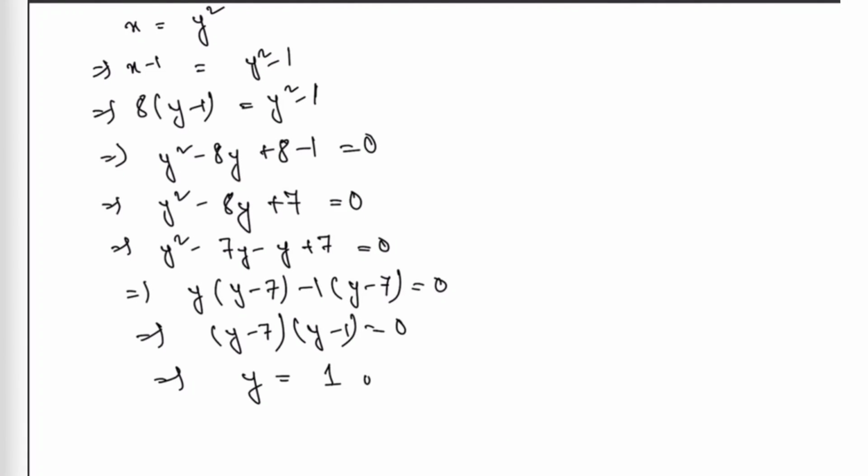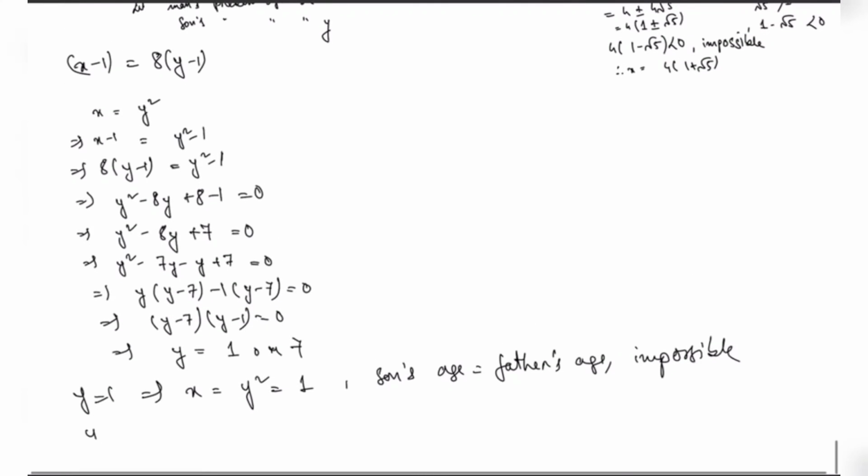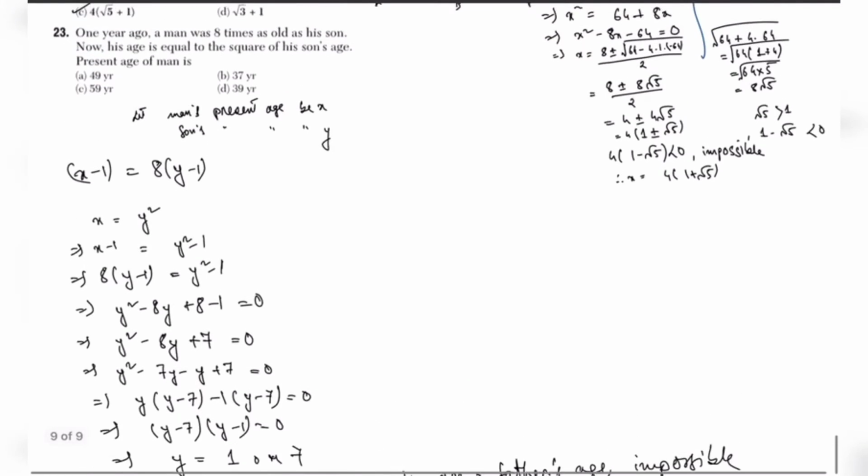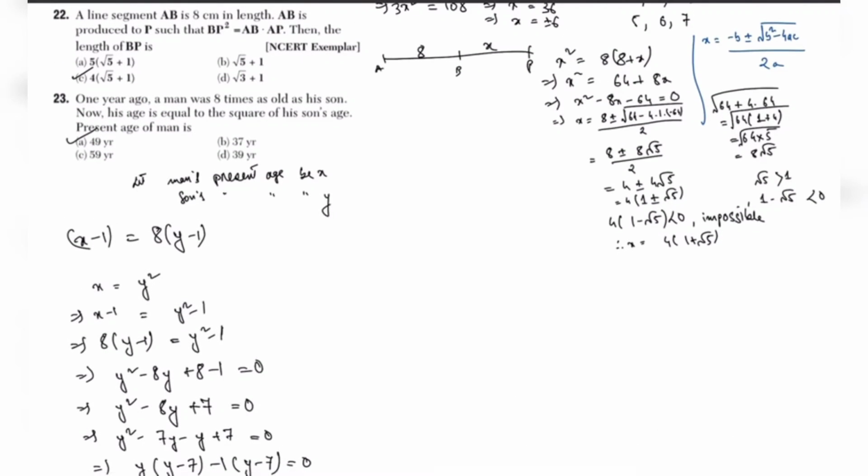implies y equal to 1 or 7. y equal to 1 implies x equal to y square equal to 1. So son's age equal to father's age. This is impossible. So we must have y equal to 7 implies x equal to y square equals 49. So this option is correct. That brings us to the end of multiple choice questions for this chapter.